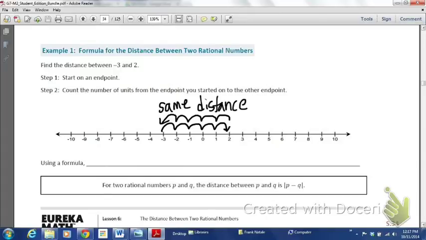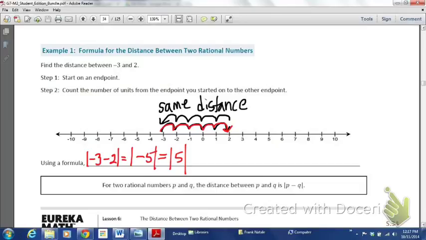Now, in the same vein, if we do it by a formula, using a formula, why don't I just do that one in a different color? So I'll do my first one in red this way. Okay, so the way this one looks would be the absolute value of -3 minus 2, which equals the absolute value of -5, which equals 5.